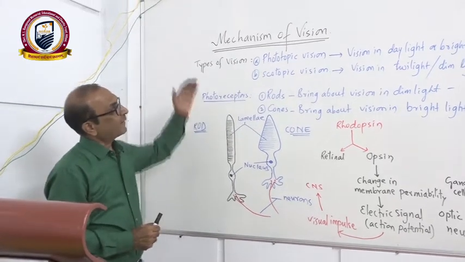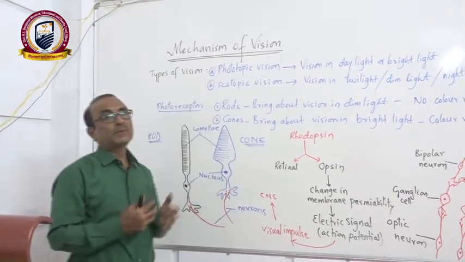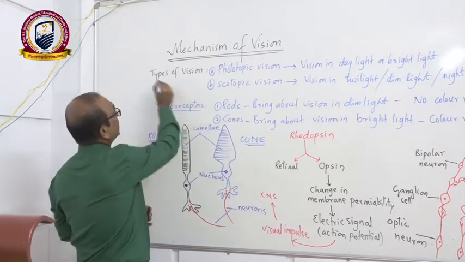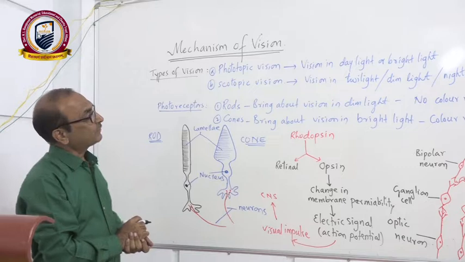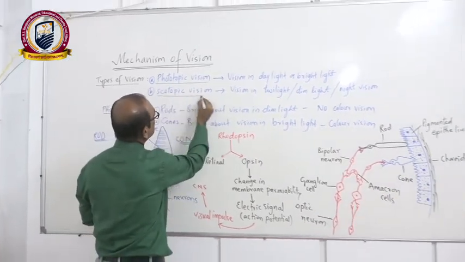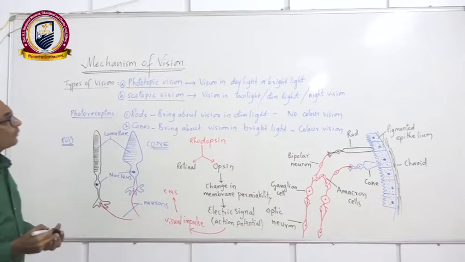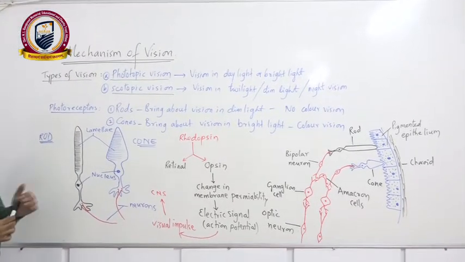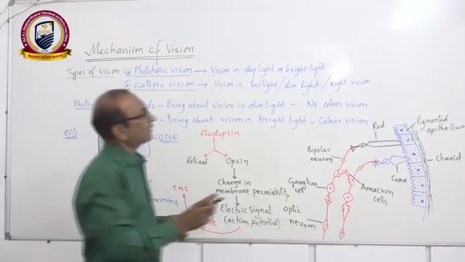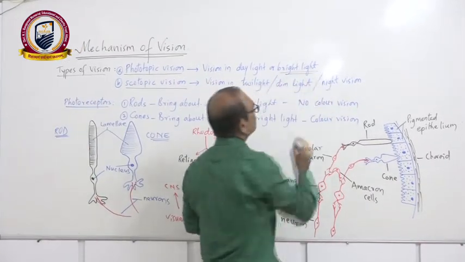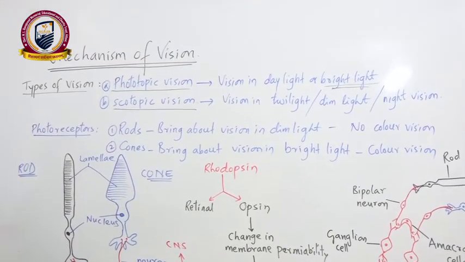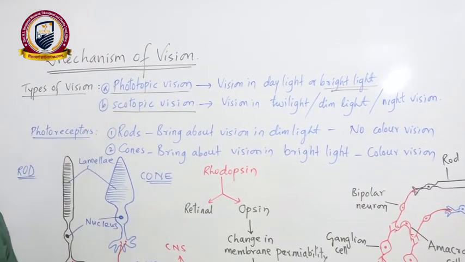Now let us know about the mechanism of vision. How actually we are able to see the things. Now the types of vision, if you take up, there are two types of vision we are making. One is phototropic vision and another is scotopic vision. What is the difference? Phototropic vision is the vision in daylight which we see in bright light. We are able to see everything in daylight or in bright light, and that is called as phototropic vision.